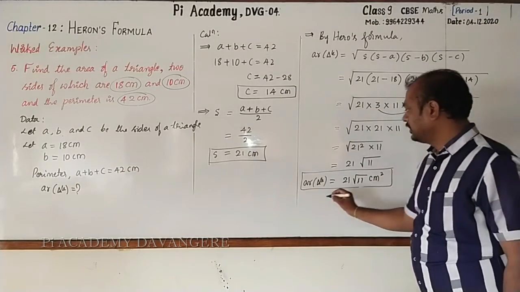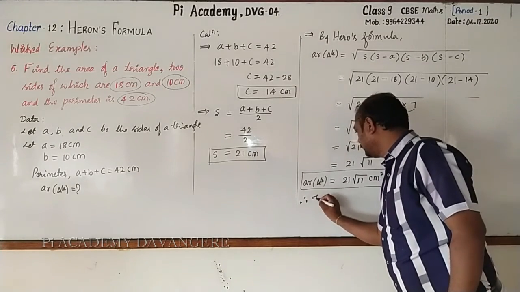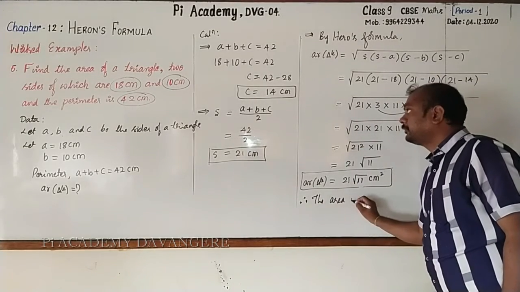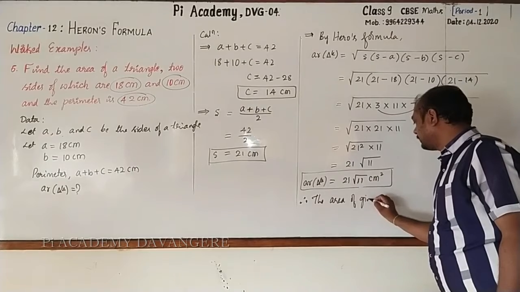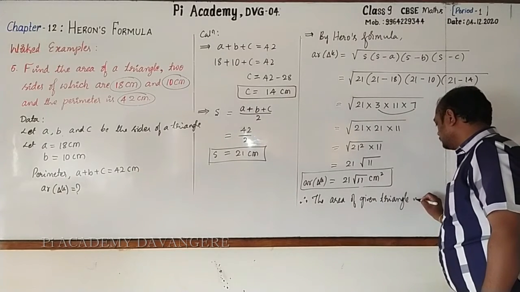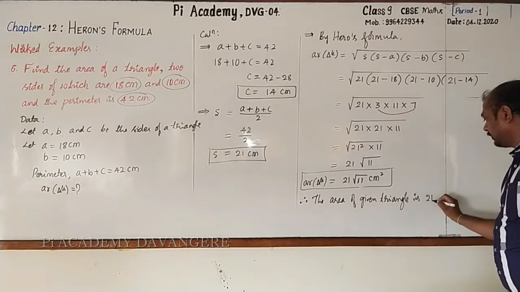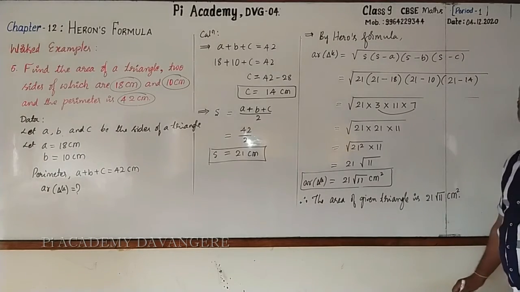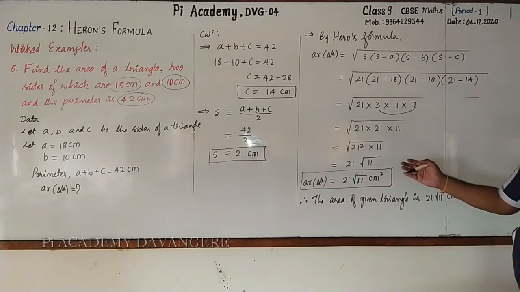Got it? Let me write the conclusion. Therefore, the area of the given triangle is 21 into root 11 centimeter square. Please go for copy this.